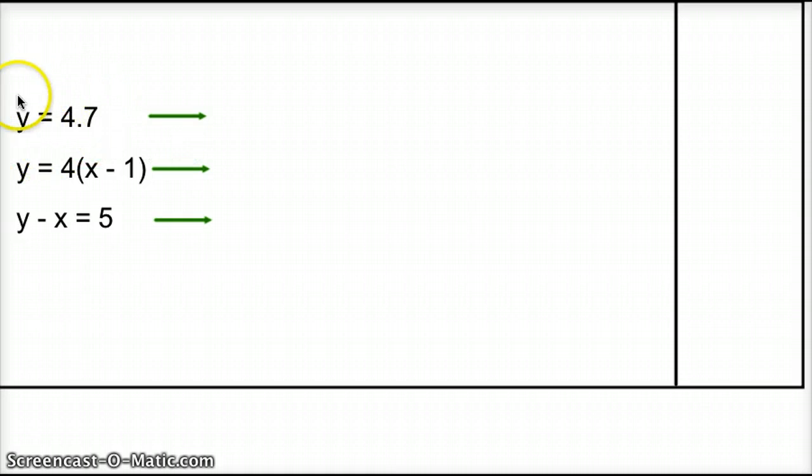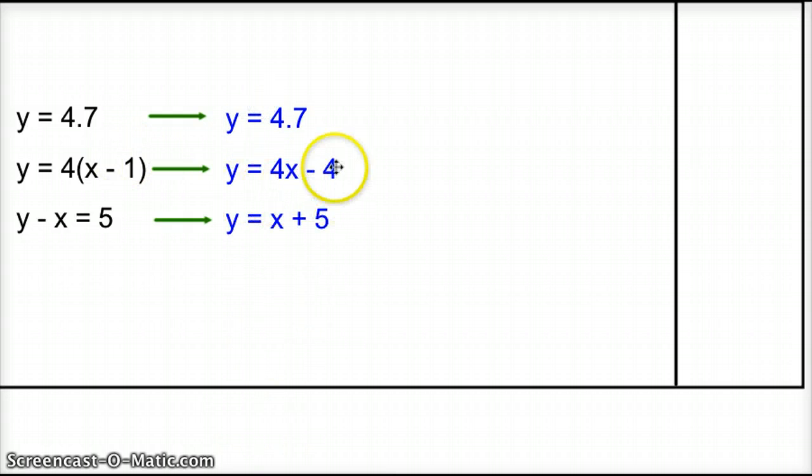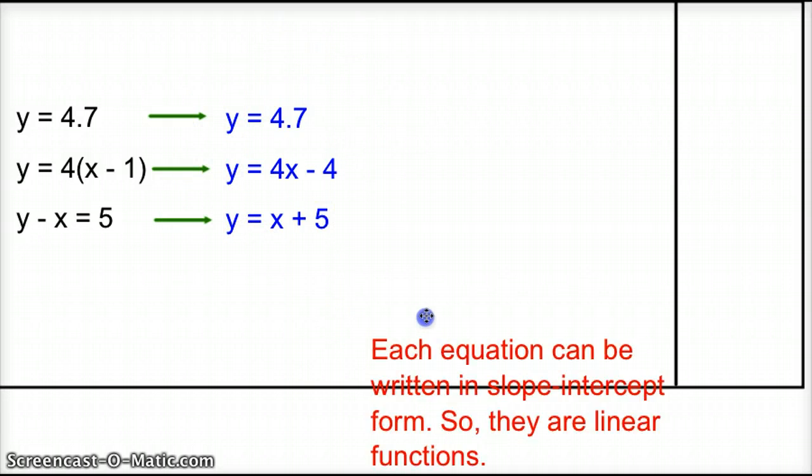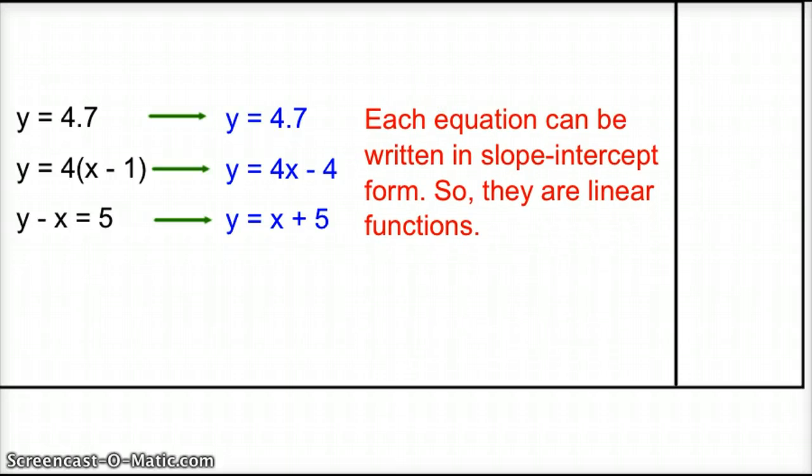So our first example, y equals 4.7, is already in slope-intercept form. Then we have y equals 4 times x minus 1. Well, if we distribute the 4 to the x and distribute the 4 to the negative 1, we get y equals 4x minus 4. That is in slope-intercept form. And finally, our last equation, y minus x equals 5. We can add x to both sides and we get y equals x plus 5. So all three of these equations can be written in slope-intercept form. Therefore, they are linear functions.